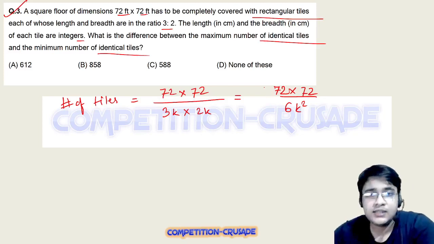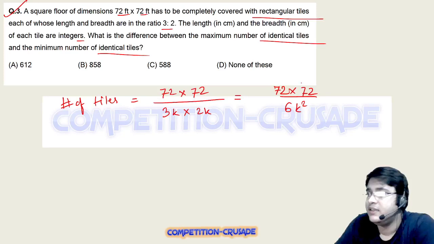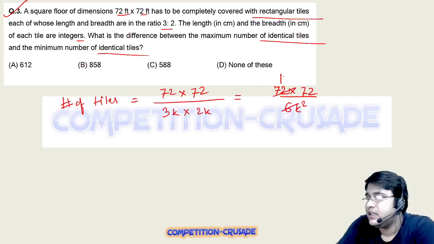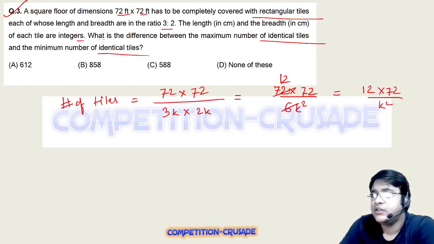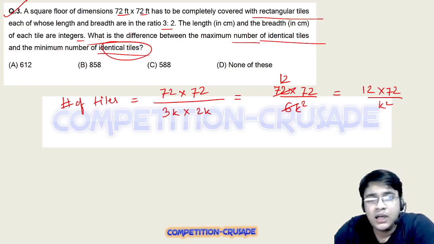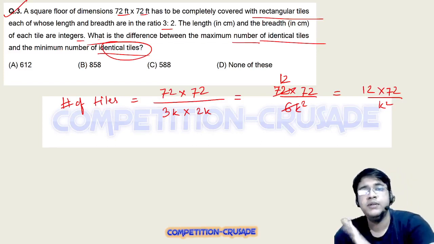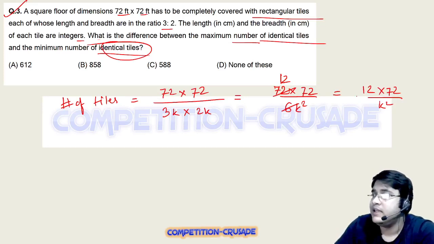Now they have asked about the range, maximum and minimum, saying what is the difference. So first let's cancel with 12, so 12 into 72 upon k square. Now read the question: what is the difference between the maximum number of identical tiles and the minimum number of identical tiles? How will we ever be able to find out what will be the maximum? Tell me what will be the maximum number of tiles with the help of this equation itself.